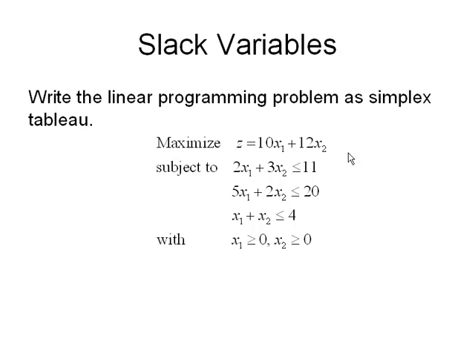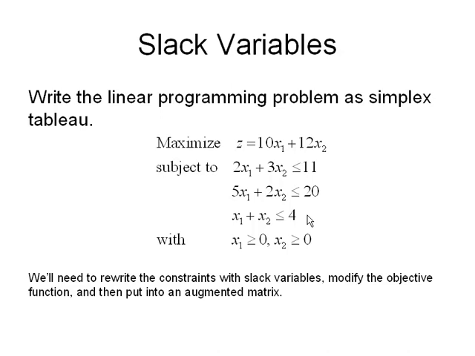This one's a little bit different. We still have that we're maximizing, but this one just has 2 variables in it. We have 3 constraints this time, which makes it a little bit different, but they're all less than or equal to a non-negative number. So we know this has the proper form, and we have the non-negativity constraints. So we'll need to rewrite the constraints with slack variables. We'll need to modify the objective function, and then put it into the augmented matrix.